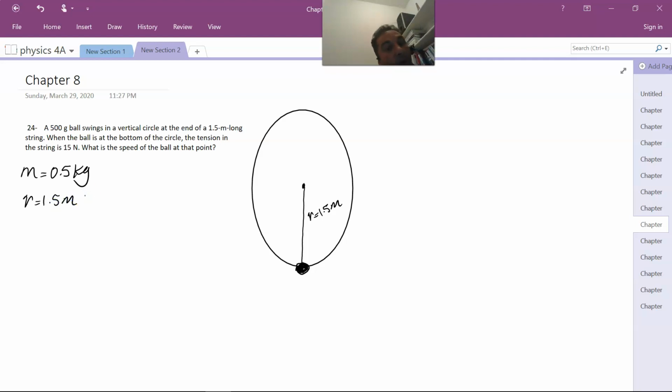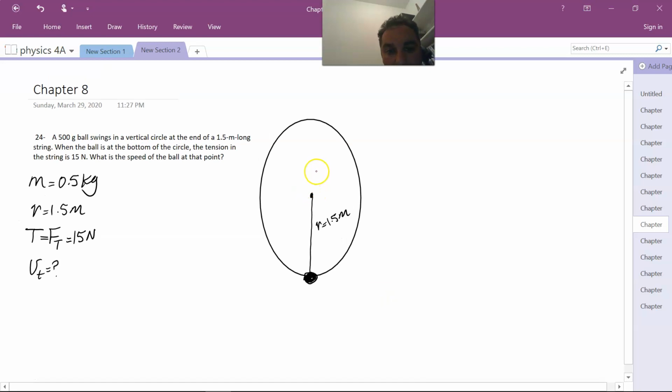When the ball is at the bottom of the circle here, the tension in the string, so this is tension, not period, be careful, or force of tension is 15 newtons. What is the speed of the ball? They want you to find speed, which means tangent velocity. Okay. You know what to do. Very quickly, you have to tell yourself this: oh, this is the center. Radial axis is this direction, correct? It's toward the center. Yes.